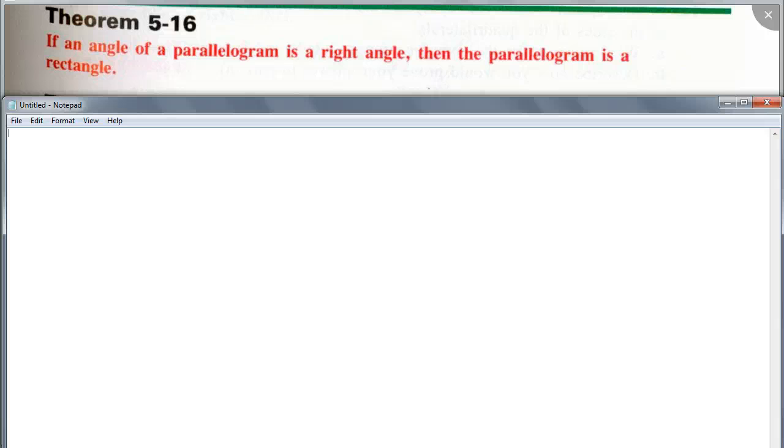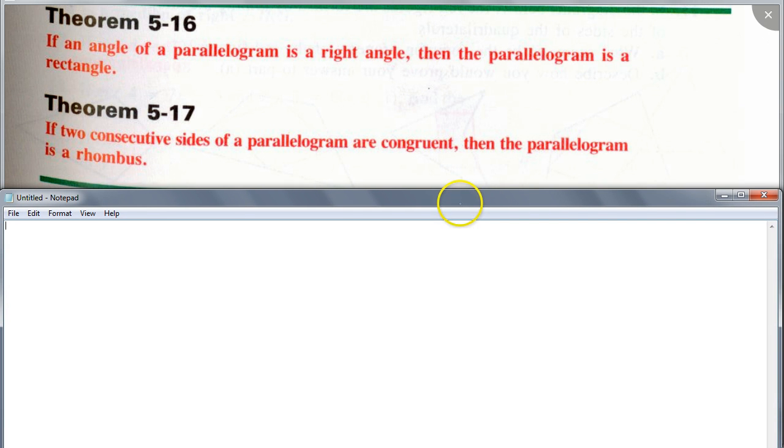What if I have a parallelogram and I told you that the consecutive sides are congruent? What do I mean by consecutive sides? Sides that are right next to each other, connected. Jonathan, what do you think? If I told you that I have a parallelogram and the consecutive sides are congruent, what can you say about this parallelogram? It must be a rhombus, correct. So that's our next theorem.